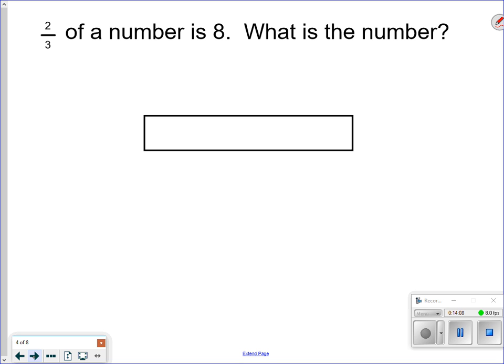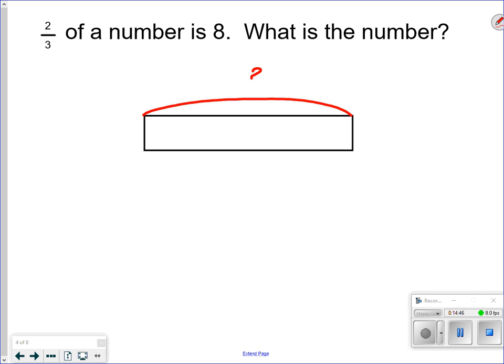So, this one right here, you really, really need to use a bar model. 2/3 of a number is 8. What is the number? So this one is actually backwards from what we've been doing. 8 does not go up top. 2/3 of a number. Do we know the number?